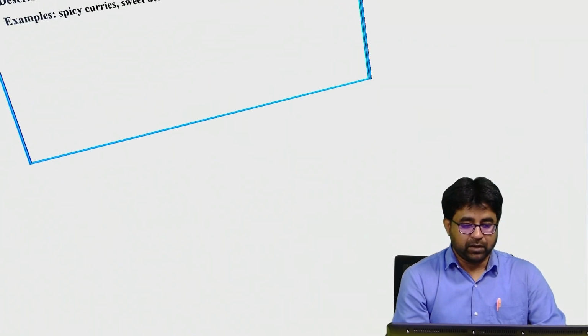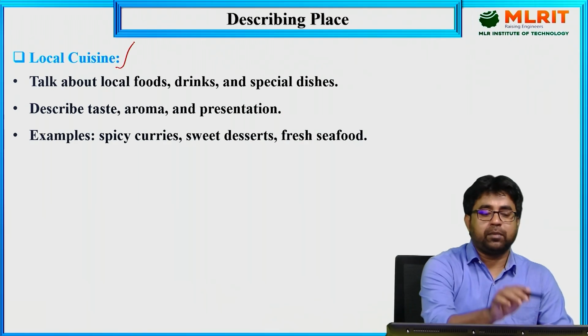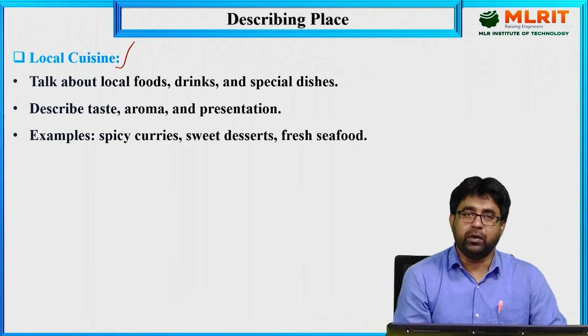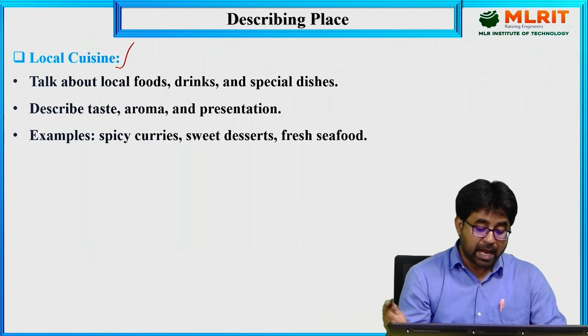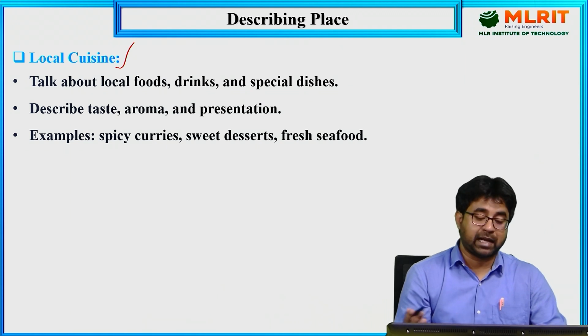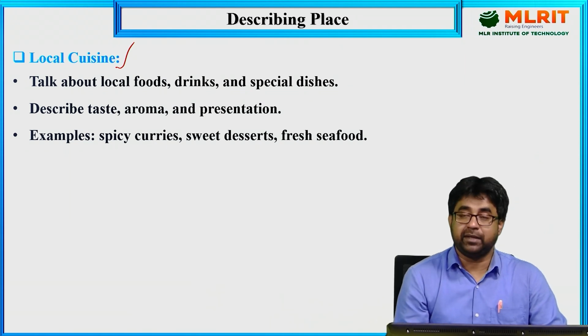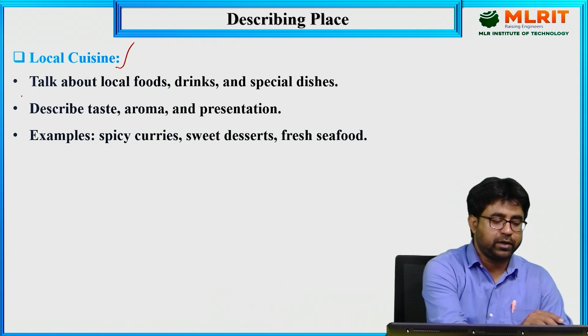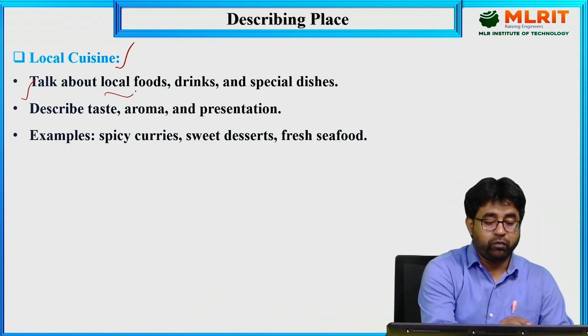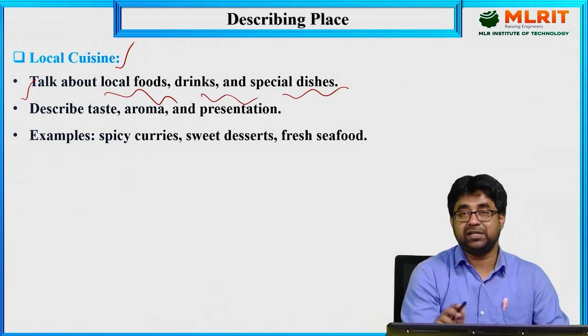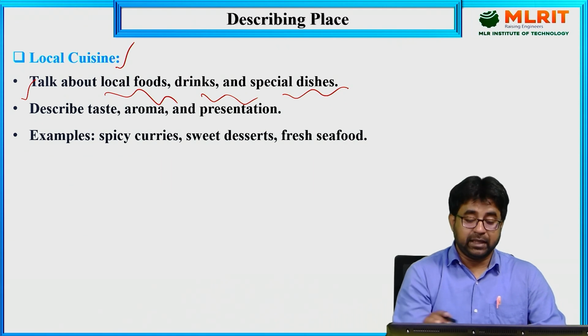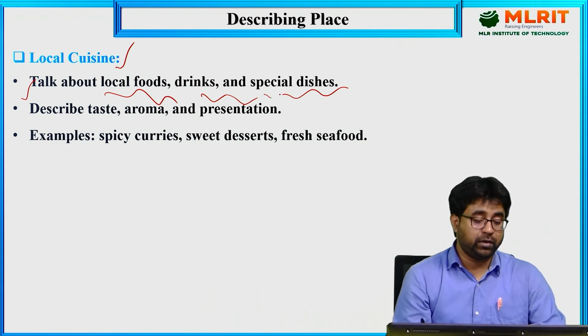Fine. Okay. Next, you can talk about local cuisine, local food. Now, every place does have local cuisine. For example, Hyderabad is famous for biryani. Similarly, many other places are famous for their local cuisine. So you can talk about them also. Local foods, drinks, special dishes. You can include all these. All things can be included in your description.